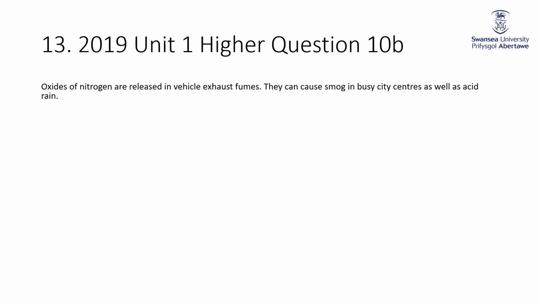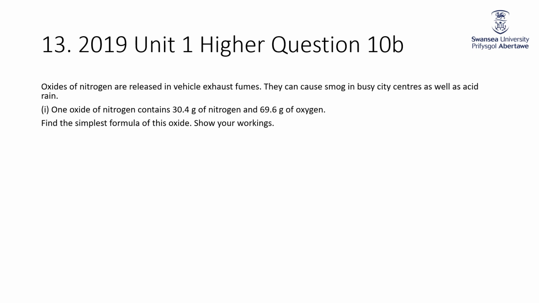Finally, question 13. Oxides of nitrogen are released in vehicle exhaust fumes. They can cause smog in busy city centres as well as acid rain. 1 oxide of nitrogen contains 30.4 grams of nitrogen and 69.6 grams of oxygen. Find the simplest formula of this oxide showing your workings.